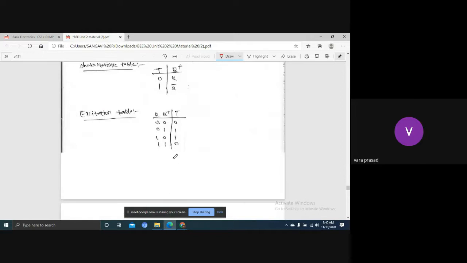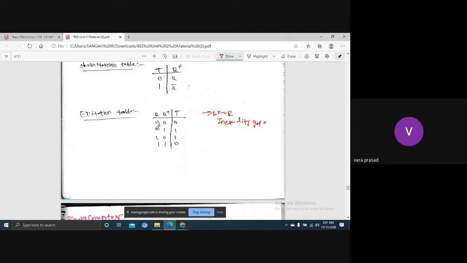Excitation table: it is like an XOR gate. Please keep it in mind, XOR gate, Q plus. XOR is an inequality gate. If the inputs are 0 1 or not equal, the output is 1. If they are 1 0, not equal, the output is 1.